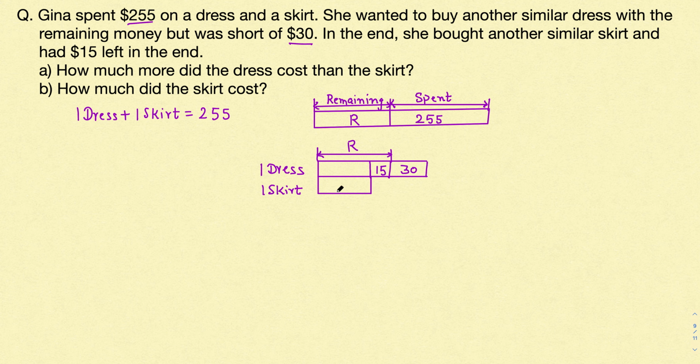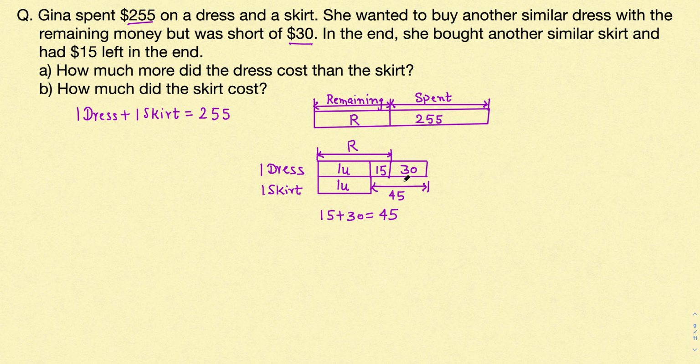Now let's say the cost of her skirt is 1 unit. That means the cost of the dress will be how much? It will be 1 unit plus another 15 plus 30, right? The cost of the dress is more. How much more? It's 15 plus 30, right? So we can calculate how much 15 plus another 30 will be. It will be 45, right? So the dress of Gina is $45 more than the skirt, right?